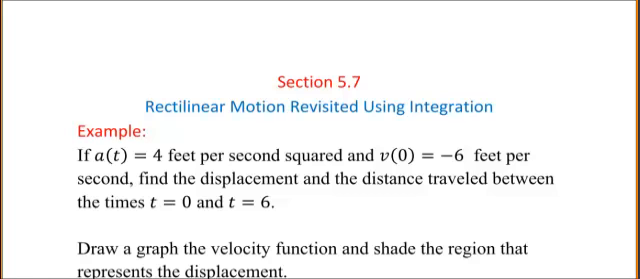Here's another example of rectilinear motion, again using the integration approach. If a of t is equal to 4 feet per second squared and v at time t equals 0 is negative 6 feet per second, find the displacement and the distance traveled between t equals 0 and t equals 6.